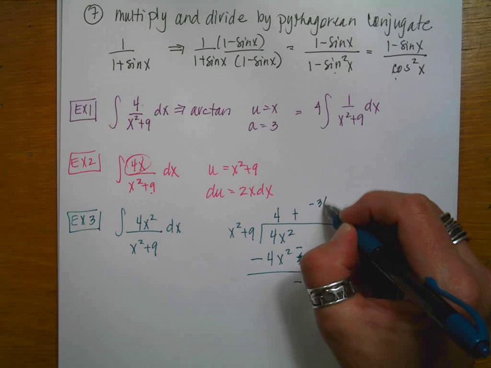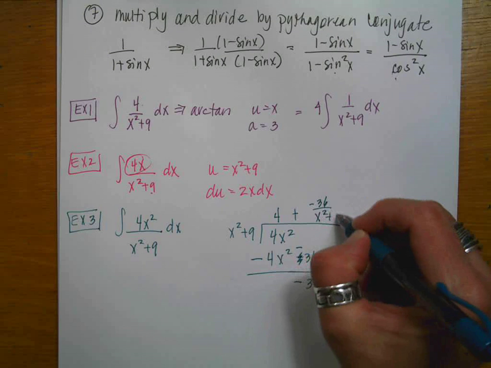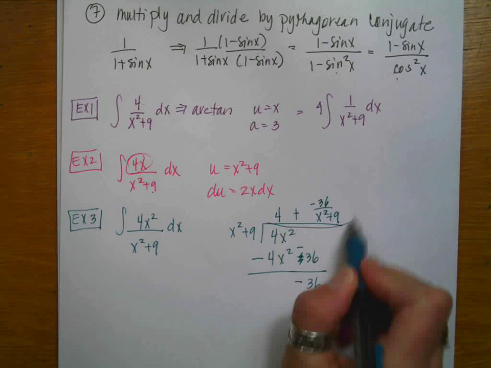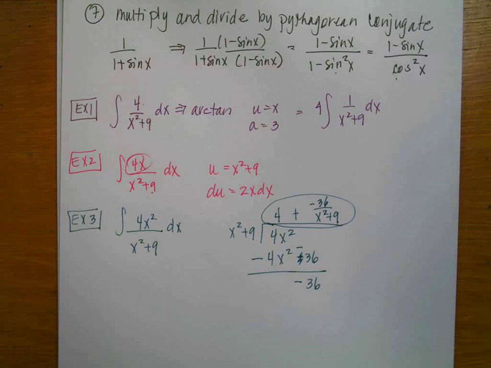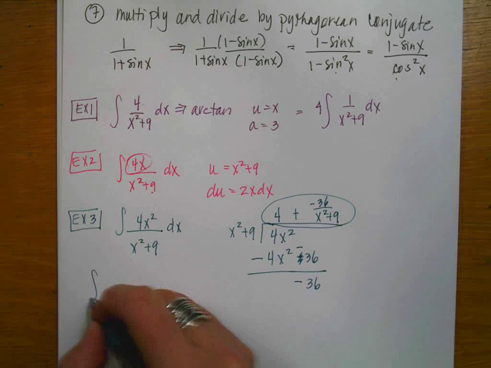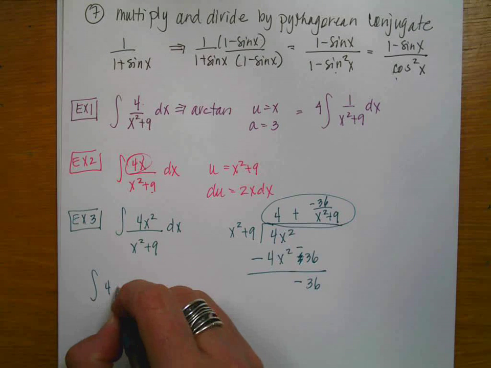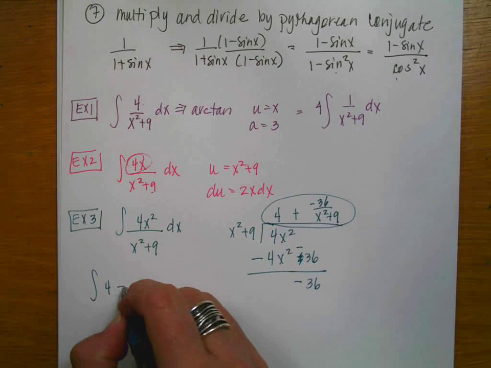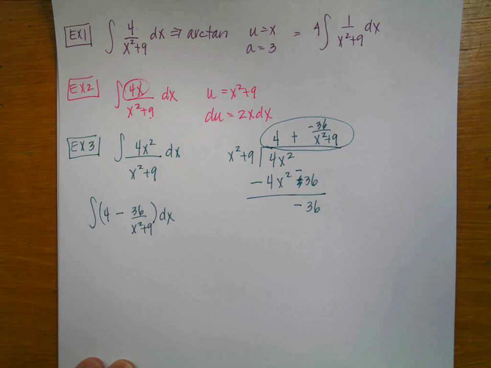So I can write this as a negative 36 over x squared plus 9, and then the quotient along with the remainder allows me to rewrite my integral. So it would be 4 minus 36 over x squared plus 9 dx, and then I would split those into two integrals and do my integration accordingly.